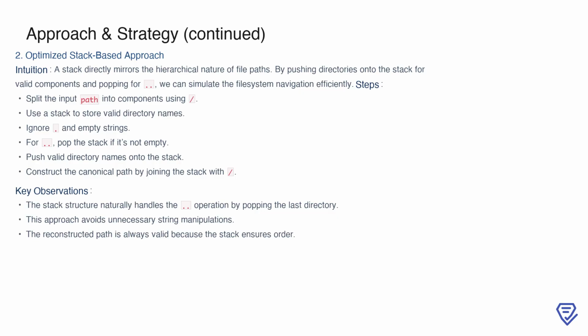Valid directory names are pushed onto the stack as they are encountered. The final canonical path is then reconstructed by joining the stack with slashes. This approach is not only intuitive but also avoids unnecessary string operations. The stack ensures that the directory order is always maintained, making the solution both logical and efficient.